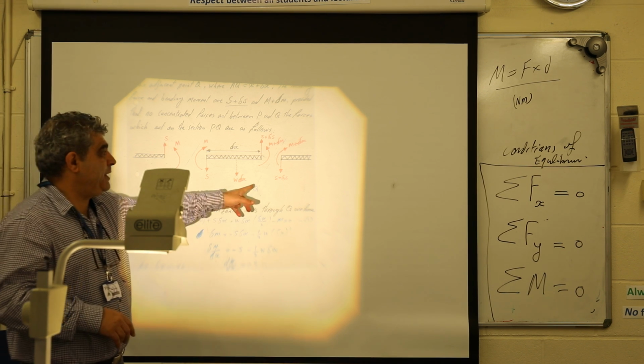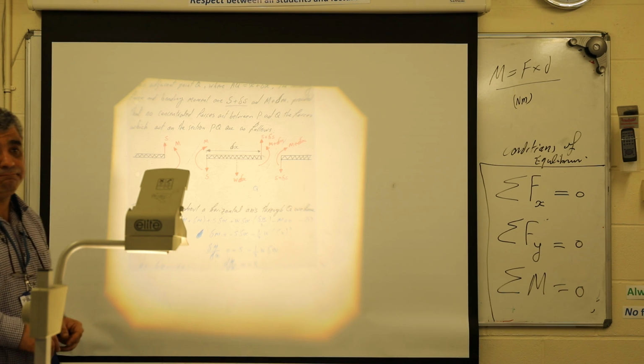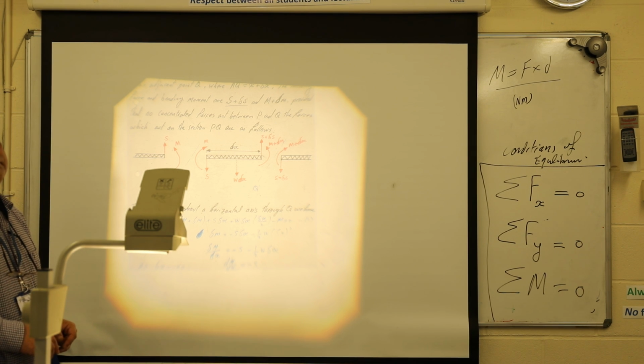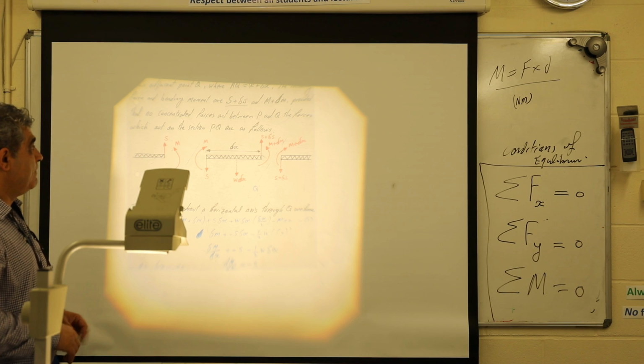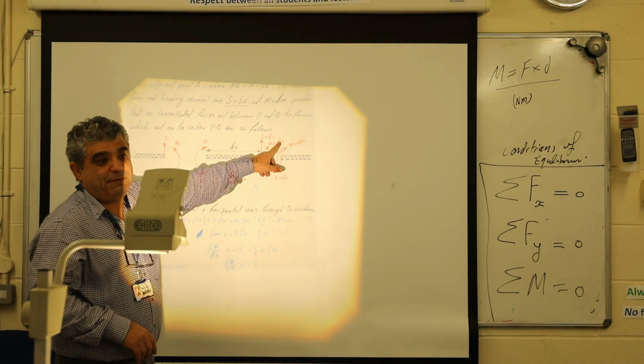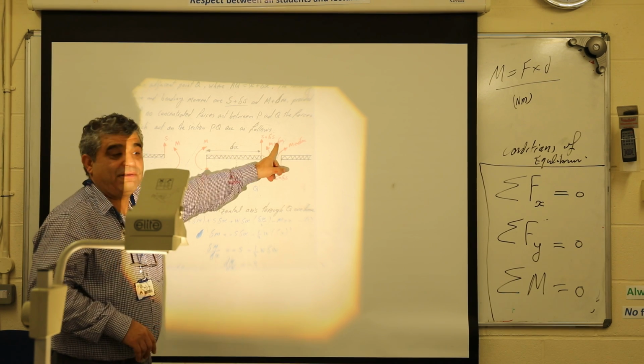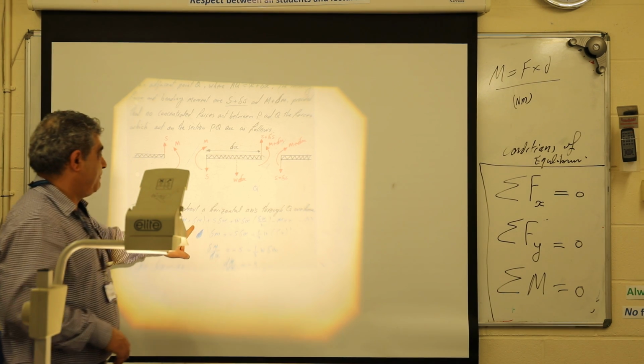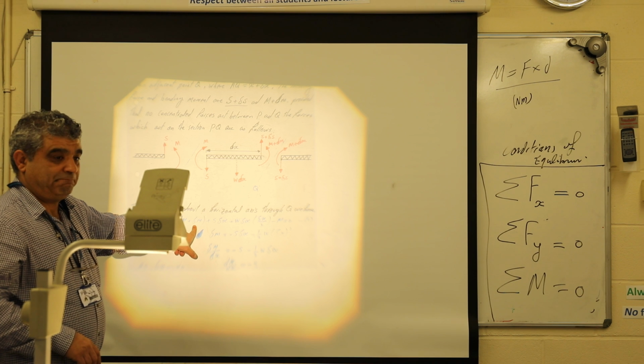At the point Q here, is there any moment? Yes. One of the moments is this one: M plus a little bit of M, which is the change over the distance from there to here, which I put here. Okay?